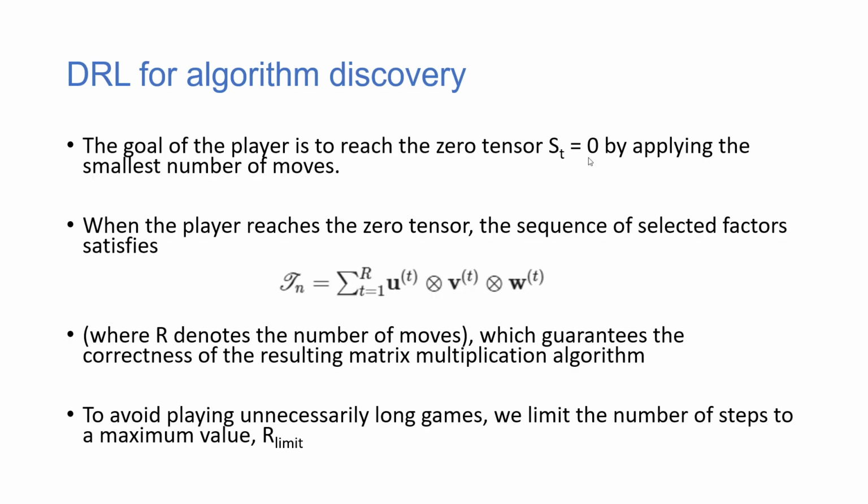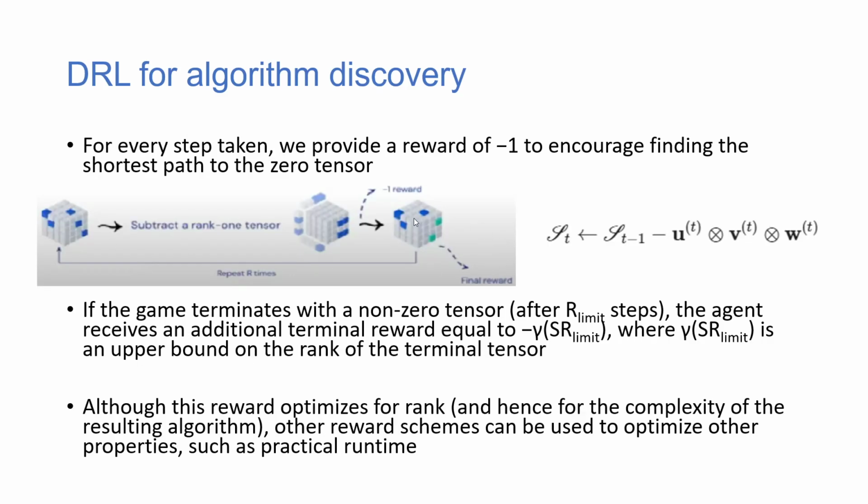The goal of the game is basically to reach 0, and when the player reaches 0, the decomposition factors are going to satisfy this formula, and this guarantees correctness. There's a rank limit, let's say that you have a rank of 100. At that point you know that you lost the game, so you stop. As mentioned before, for each decomposition step you get a penalty of -1. This is to encourage the agent, which is trying to maximize the reward, to take as few steps as possible, which reduces to lower rank and fewer multiplications.